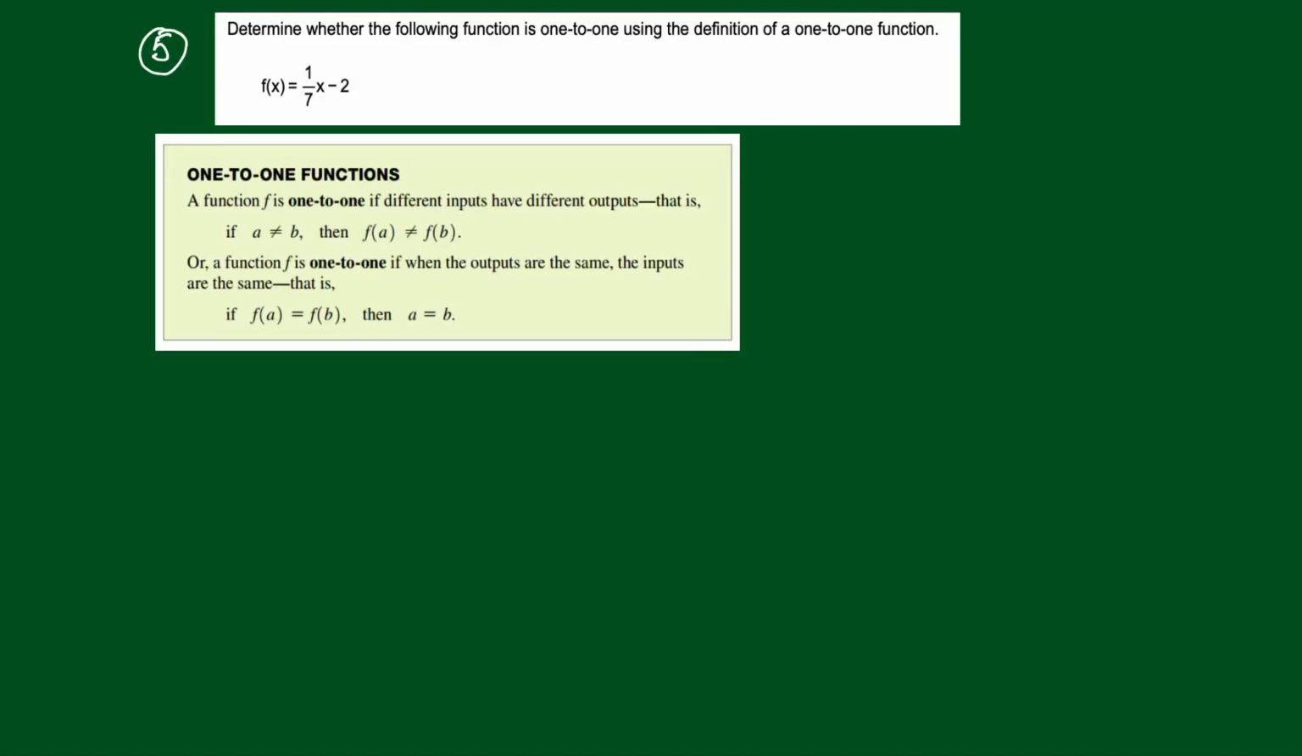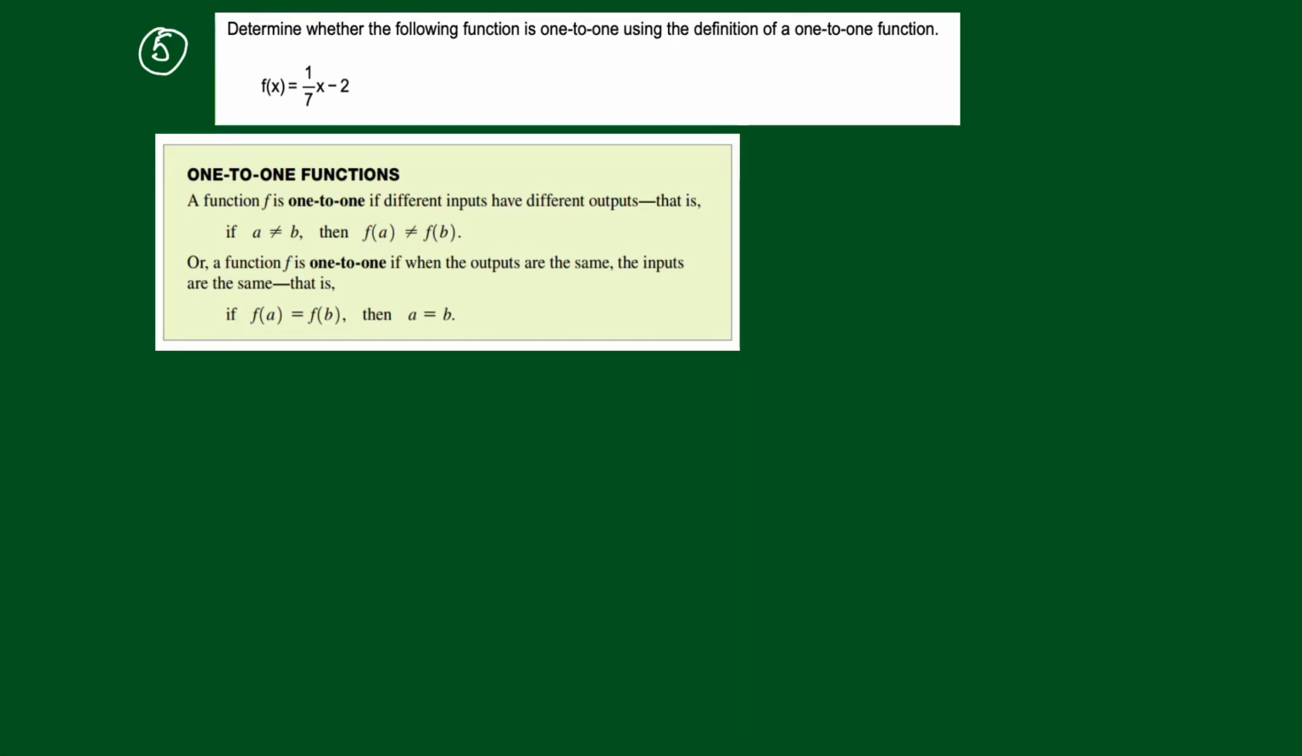In this problem here, we want to determine whether this linear function right here is one-to-one using the definition. First of all, we know it's one-to-one because it is linear. If it's a straight line, as you look left to right, it always rises. It never comes back on itself. It never turns around. It always rises. So we know it's going to be one-to-one, but we want to use the definition.